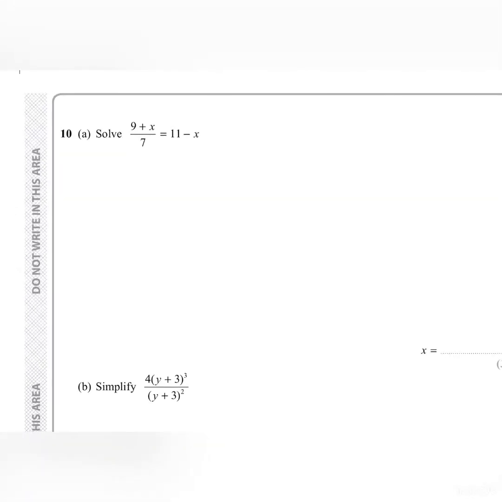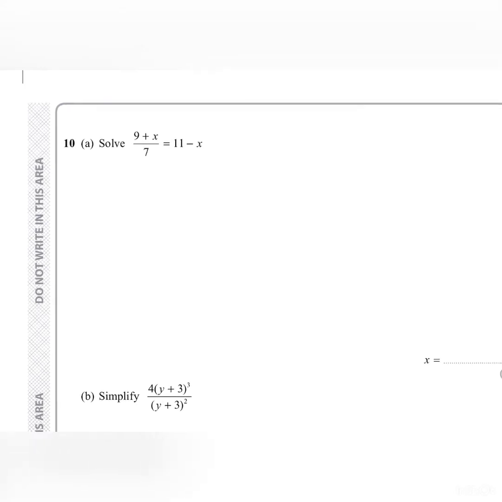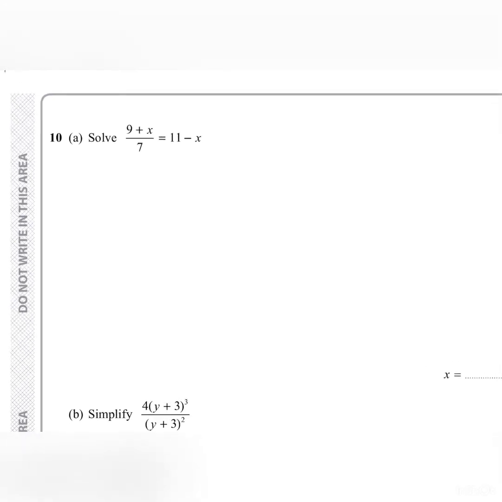Okay, question 10 is solving an equation with a fraction. Now, how I would approach this is multiply both sides by 7 first. So times by 7 and times by 7. So that means this would cancel out. So we have 9 plus x on this side, and then 7 times 11 minus x.